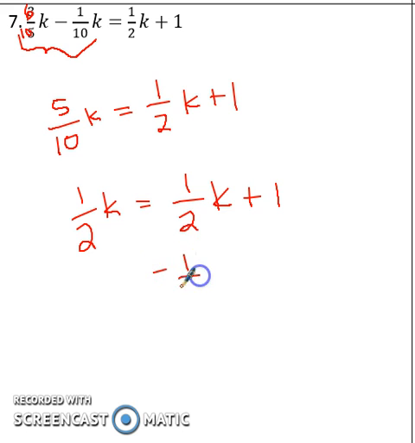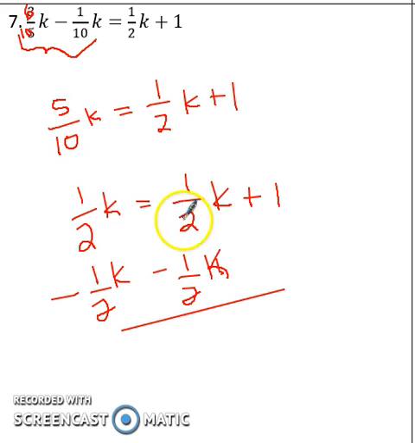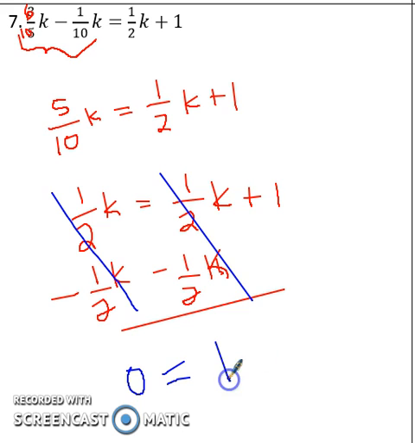And so if I subtract 1 over 2k from both sides to get my terms with k all together, then I end up with some really interesting stuff here. These cross off, and I'm left with 0 equals 1. And I'm like, huh? That's weird. 0 is not equal to 1. Ooh, that must mean there's no solution.